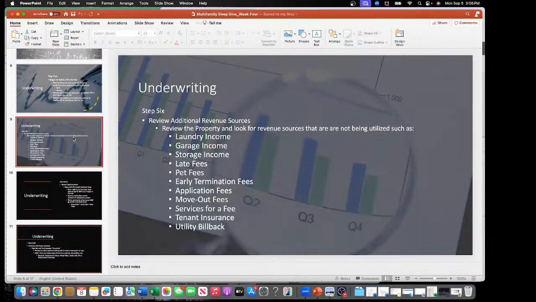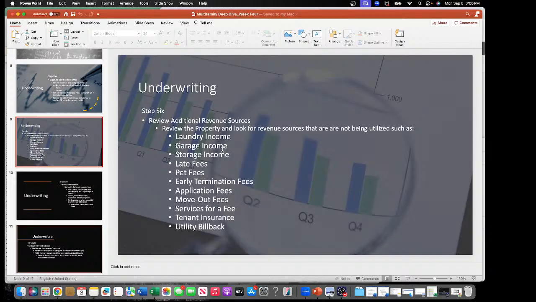And then after you've looked at their income, here are some examples for anybody watching of income sources you can get or potentially add to your revenue. You have utility bill back, which is also commonly referred to as RUBS, Resident Utility Bill Back System. Tenant insurance, service for a fee, move out fees, application fees, very common. Early termination fees, again very common. Pet fees, late fees, storage income, garage income, laundry income, all very common. It depends on location, depends on asset type as well. Some of these may or may not apply, some do, some don't.